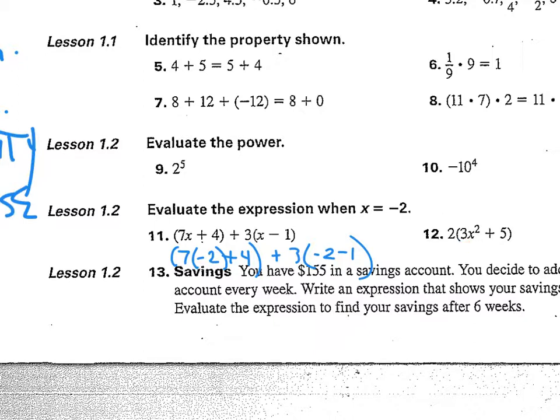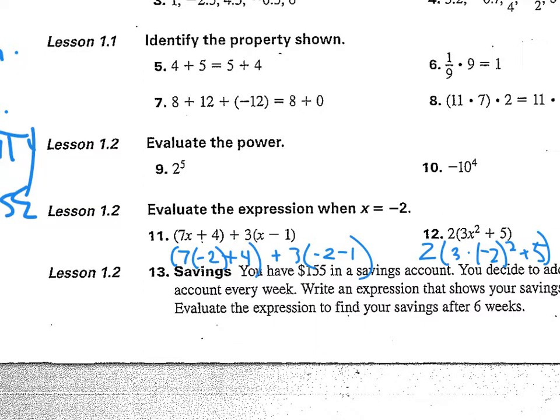On number 12, you're going to have 2 times 3 times negative 2 squared plus 5. Again, you use your calculator, but be very careful and make sure you use parentheses like I did here.